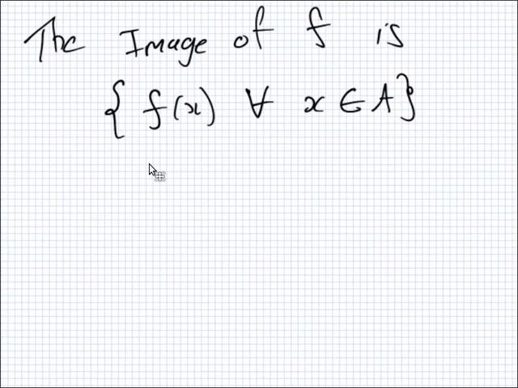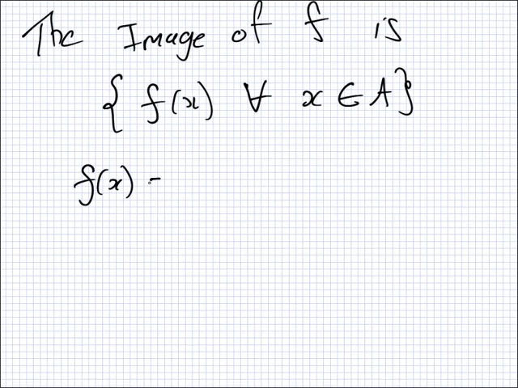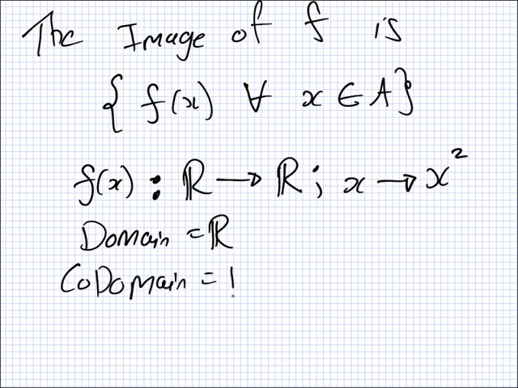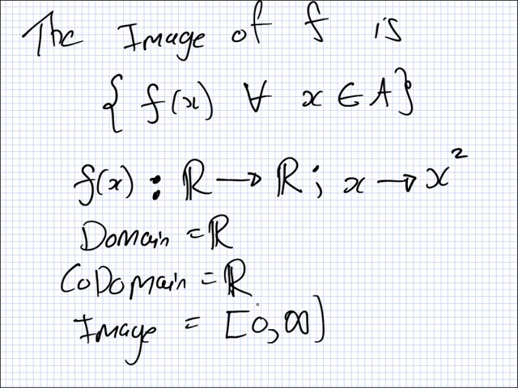So just to give you an example, suppose f is a function from the real numbers to the real numbers, and f(x) is equal to x squared. The domain equals R. The codomain equals R. But the image is equal to [0, infinity). Because of this, we don't get all the real numbers, do we? We only get the positives.